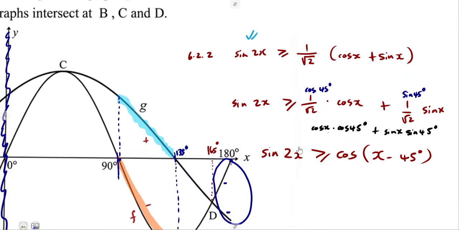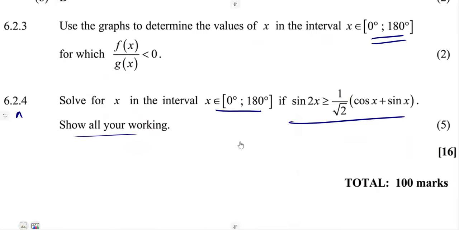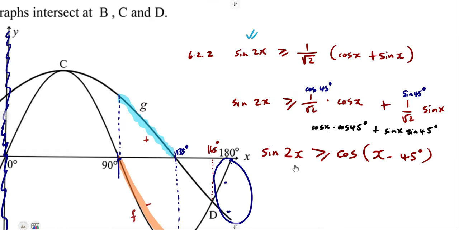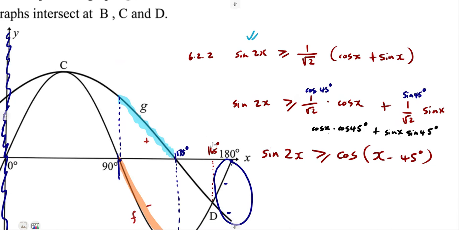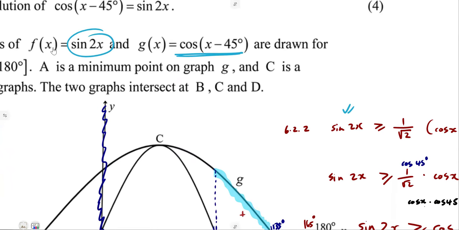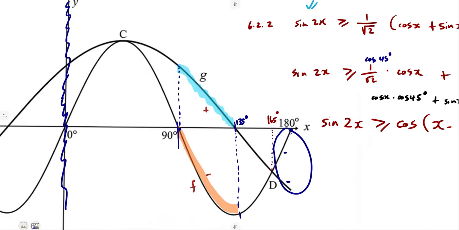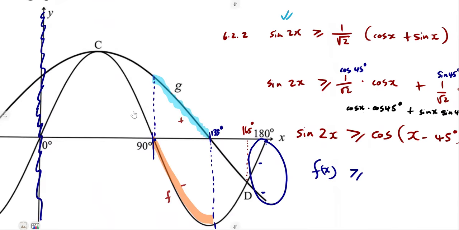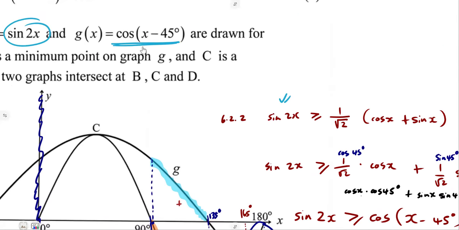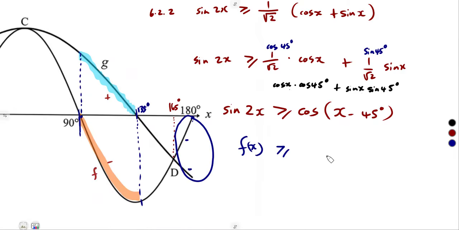They are just saying on question 6.22, can you compare these two graphs from 0 to 180? Can you compare where is it that sine 2x is greater than this? Sine 2x representing what? The graph of f of x. Where is it that f of x is greater than or equal to cos x minus 45, which is the graph of gx? This is what they are simply asking you, guys.